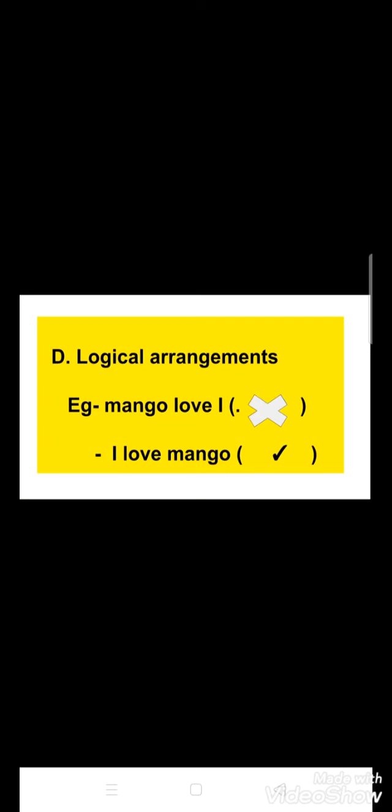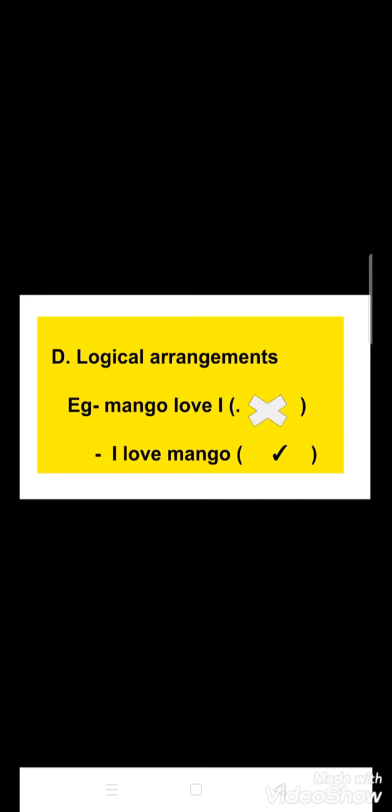The next point is logical arrangement. It means that your sentences should be arranged in a logical way. Whatever words you use in a sentence should be arranged logically one after the other. For example, here I have mentioned "mango love I". This sentence is wrong because the words are not arranged logically. But the next example, "I love mango", is correct because here I have arranged all the words logically in a proper way, one after the other.